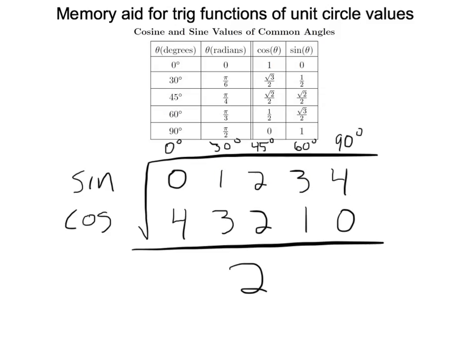0, 1, 2, 3, 4 for the sine row, and then 4, 3, 2, 1, 0 for the cosine row. Square root and everything divided by 2. This should help a lot in being able to get all of these values so that you can do them on a test if you don't already have them memorized.